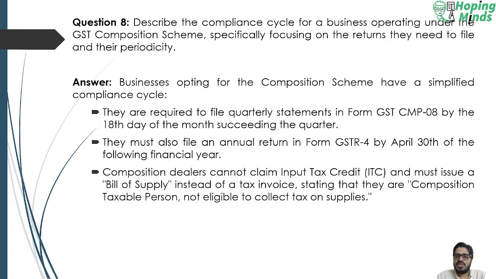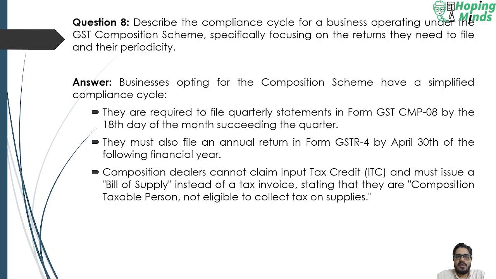So a composition dealer cannot charge GST in their invoice. Also, they cannot avail the input tax credit on their purchases. For example, in case of manufacturers and traders, the rate of GST to be paid by composition dealer is 1%, that is 0.5% under CGST and 0.5% under SGST. Similarly, in case of services, this rate is 6%, that is 3% and 3% under each heads.